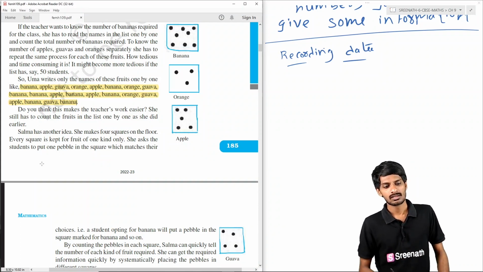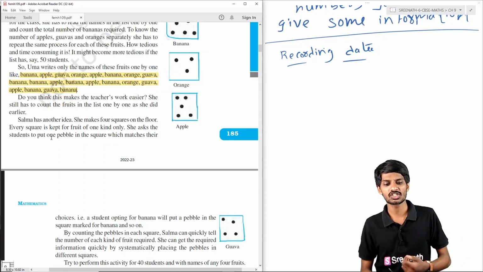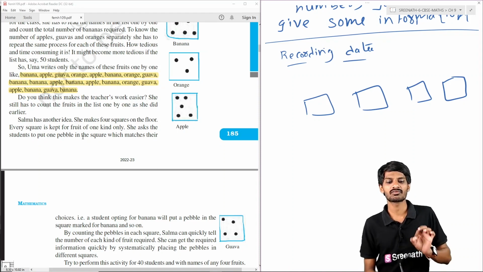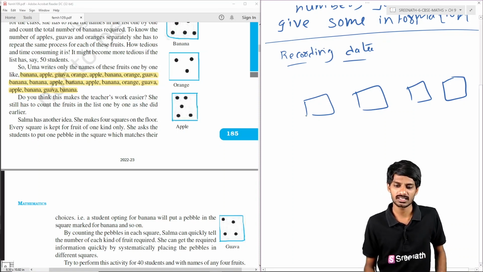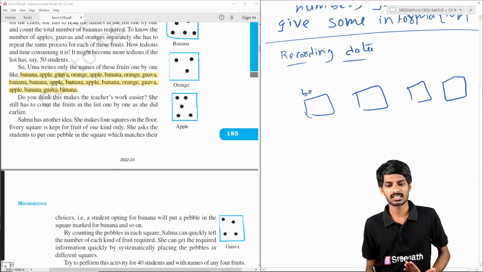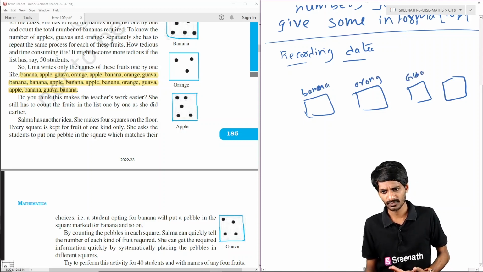So Salma has another idea. Salma came up with another idea, and what she did was make 4 squares on the floor. Every square is kept for fruit of one kind only. Suppose this is the square, this square is for one fruit only. Suppose it is for banana only, this one is for orange, this for guava, this for apple, like that.